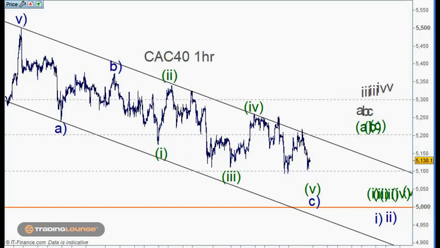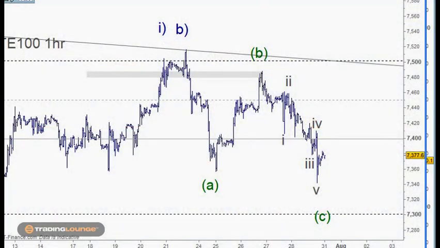The other important market is the UK market, the FTSE here.